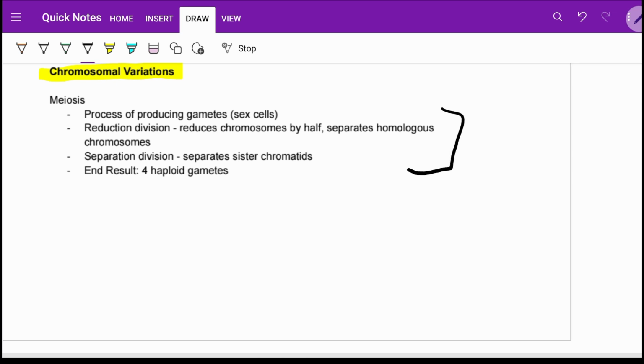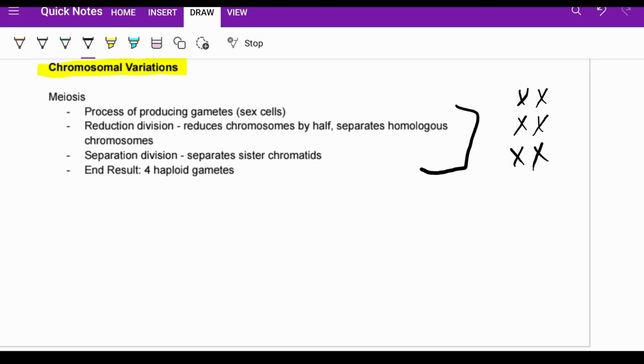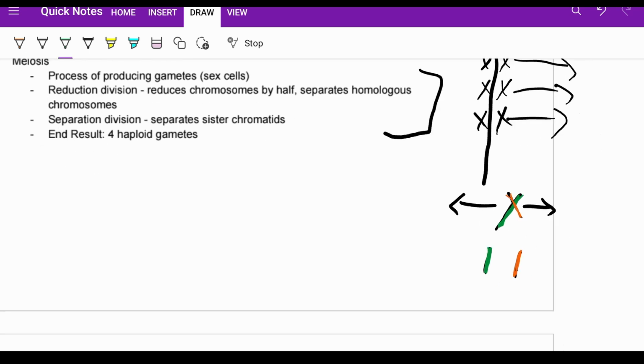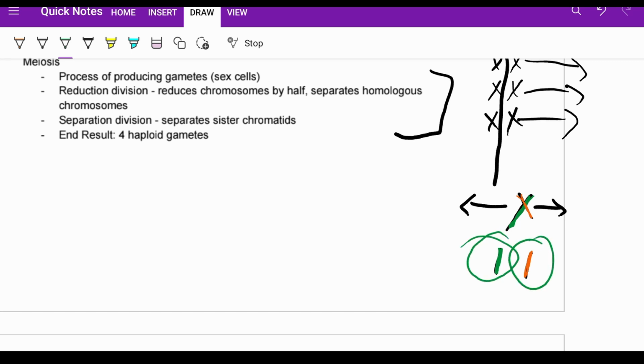So first, it will line up all the homologous chromosomes just like in mitosis. This time it will separate these, so each gamete gets a chromosome. Then, during the second division, it will separate this chromosome into two sister chromatids. So, let's color these. If this was green and this was red, it will make an orange one and a green one, in each gamete. So it would be in two separate cells.